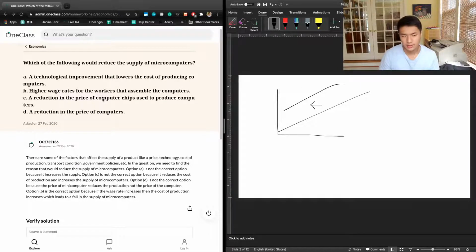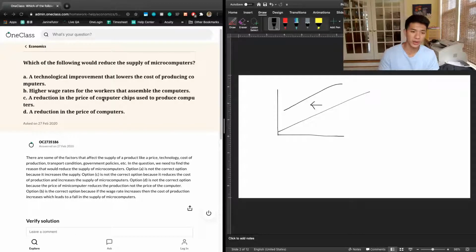Answer choice A says a technological improvement which lowers the cost of production. Well, we know that lowering the cost of production isn't going to decrease supply. It's actually going to increase supply because suppliers can afford to produce more at every single price level because it costs them less to produce the same type of good. So A is not going to be right.